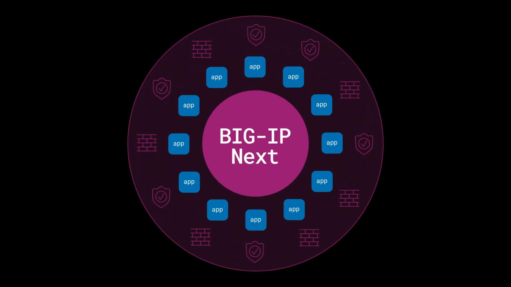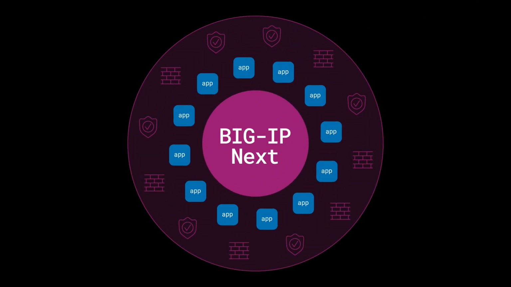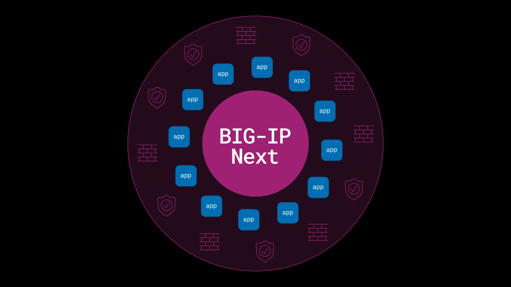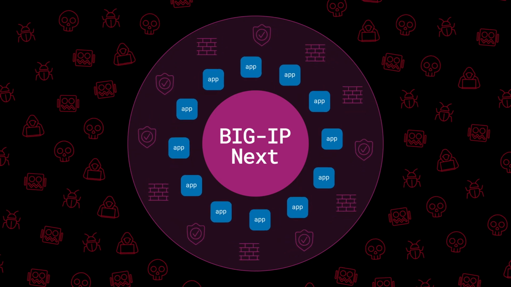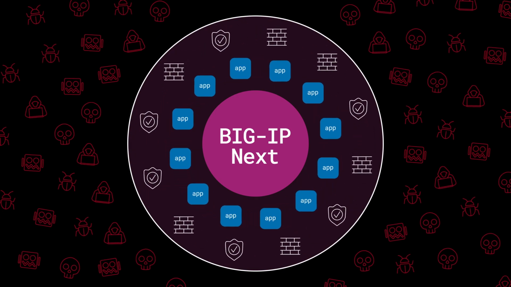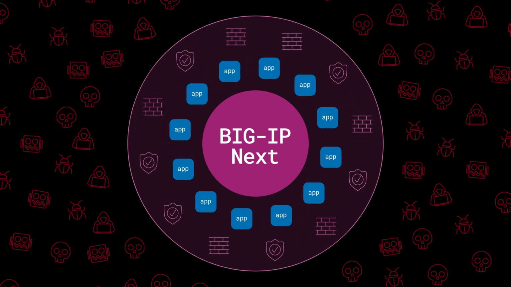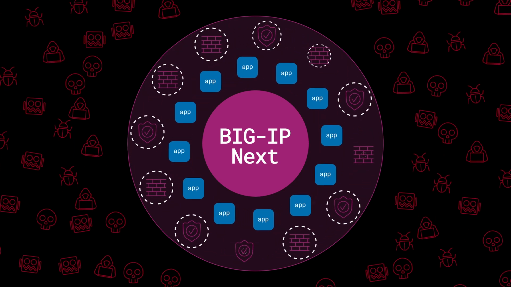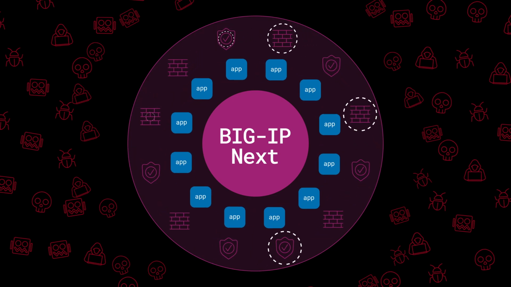BigIP Next's rapid and modern software development process improves software quality by following secure software development best practices and helps you keep pace with evolving threats by delivering innovative new security capabilities much more frequently. Additionally, F5 can now deliver software patches for newly discovered vulnerabilities in as little as 24 hours, helping you maintain a cutting-edge security posture.